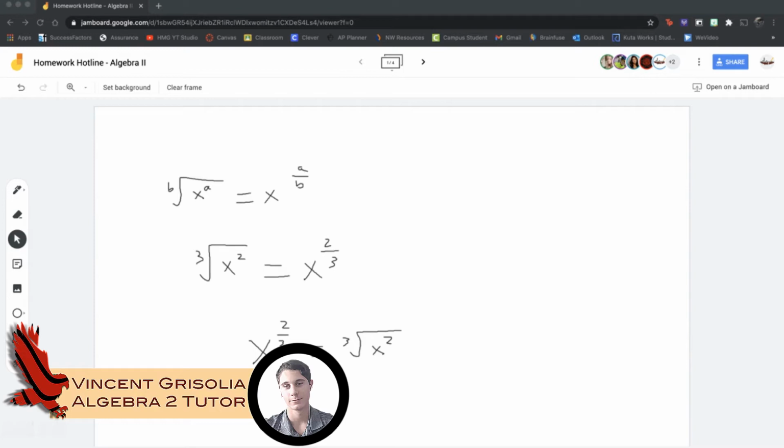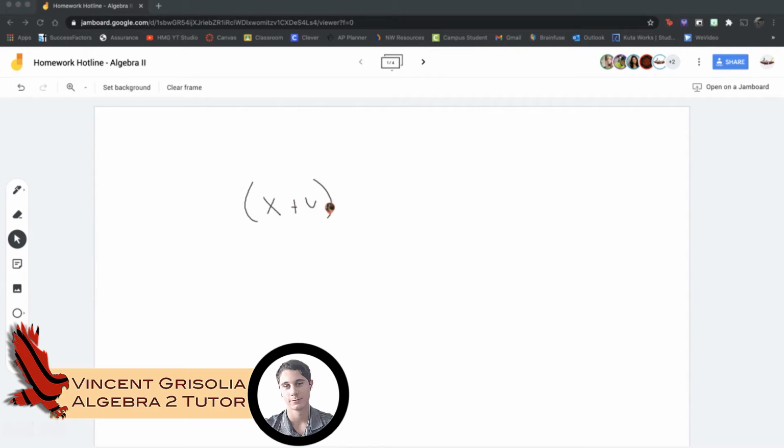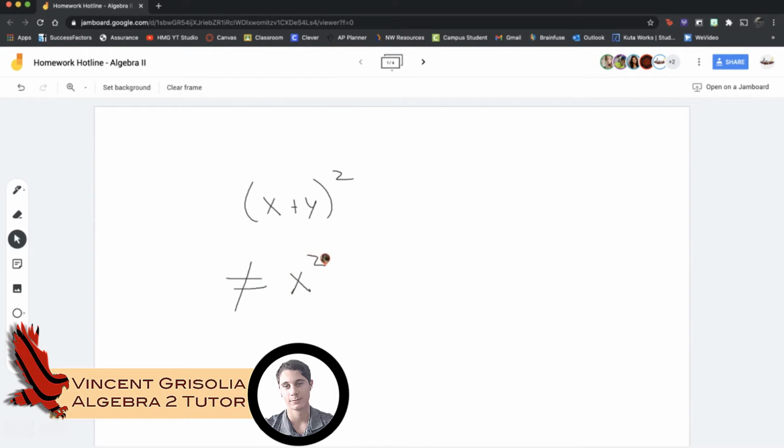One last note quickly I want to go over is a mistake a lot of people make. Super important. (x + y) squared is not x squared plus y squared. You have to FOIL these terms. So what it really looks like is (x + y) times (x + y), because you have to FOIL it.